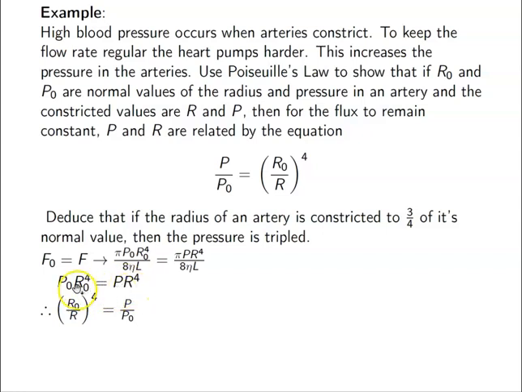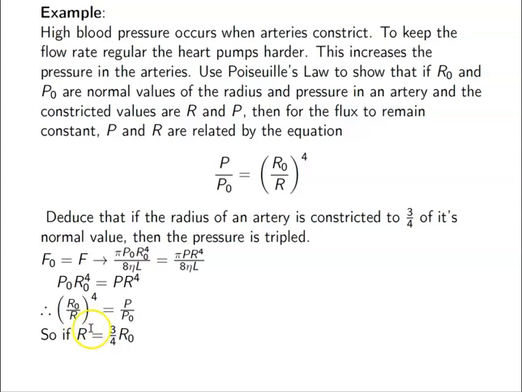If I divide, it doesn't matter which one I divide. Let's say divide by R naught to the fourth on both sides and then large P on both sides. I get a ratio that's the same thing as this. I can change the order if I need to in order for it to match the equation. So we showed that flow rate has to remain the same, and it's related by this equation. The pressure ratios and the inner radius ratios have this relationship.